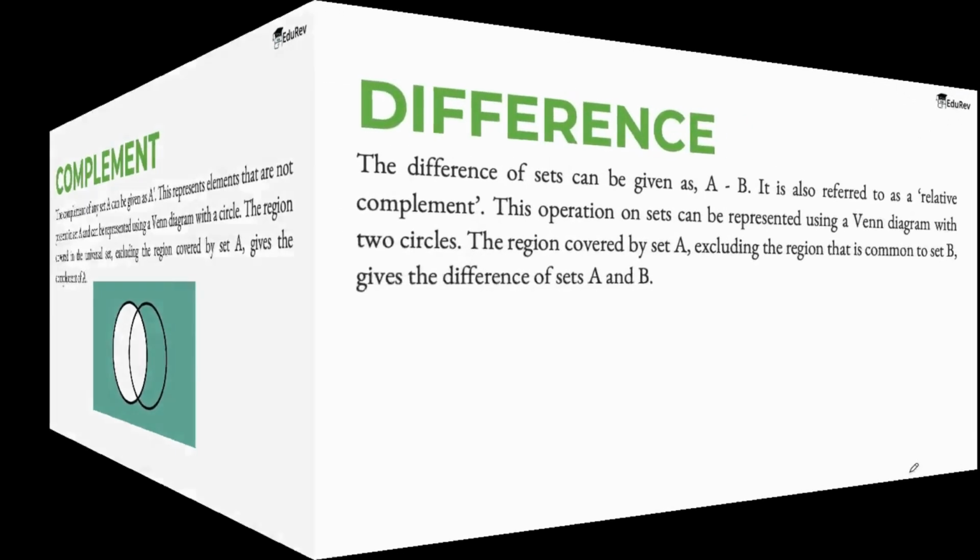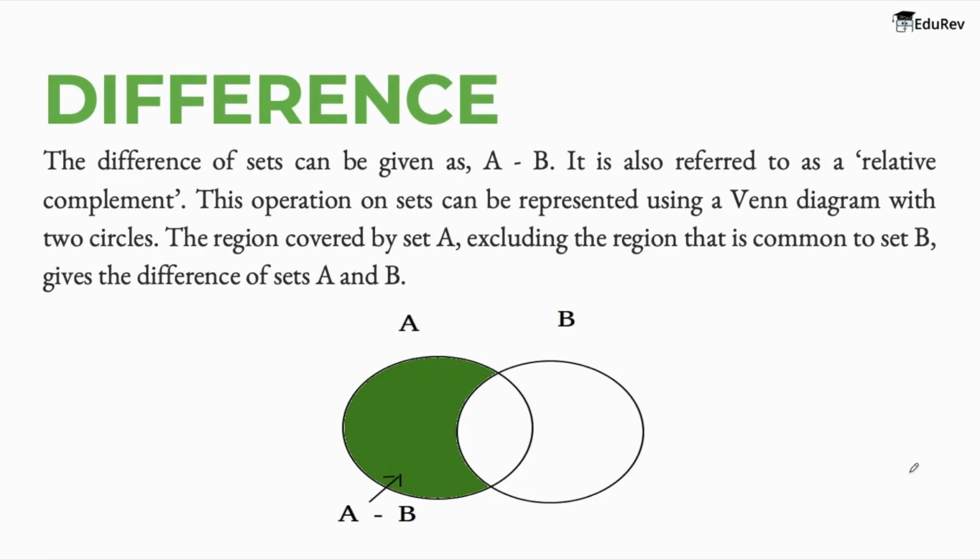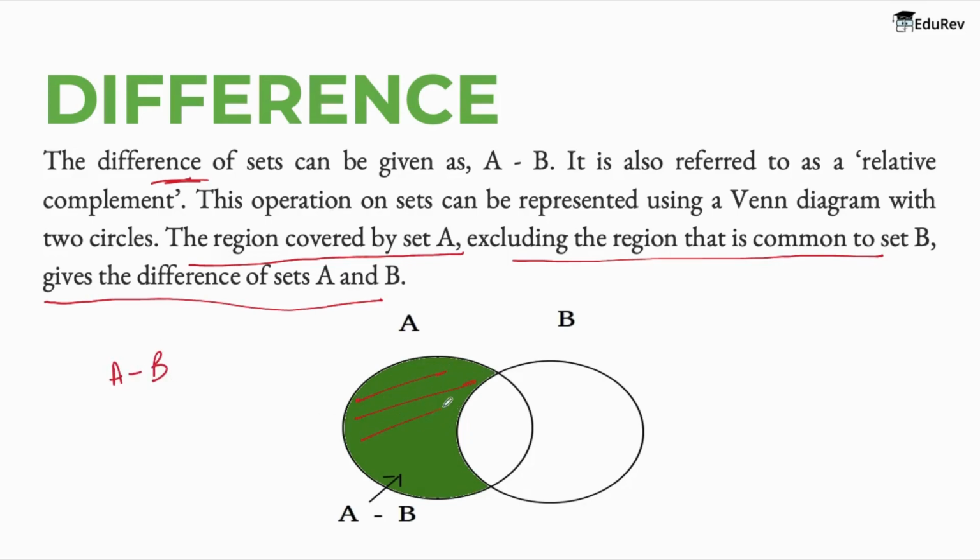Now let's understand the meaning of difference of two sets. Whenever I say that we need to find the difference of two sets, this means that we need to find the region which is covered by A excluding the region that is common to set B, and this gives me the difference of sets A and B. When I say that I need to find the difference A minus B, then I need to include all the area that is only present in A. Only in A. It shouldn't be in B or in the common region between A and B. Similarly, if I say that I need to find the difference B minus A, then I need to find all the region that is present only in B, and I do not have to include whatever is present in both A and B or in A. So this is the meaning of your difference.